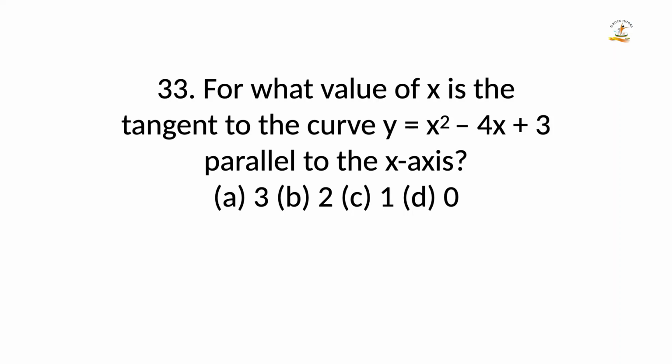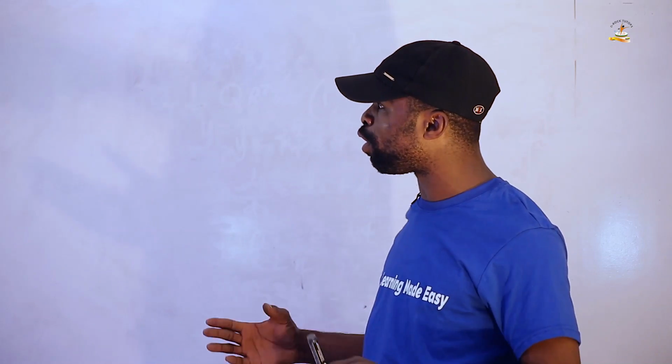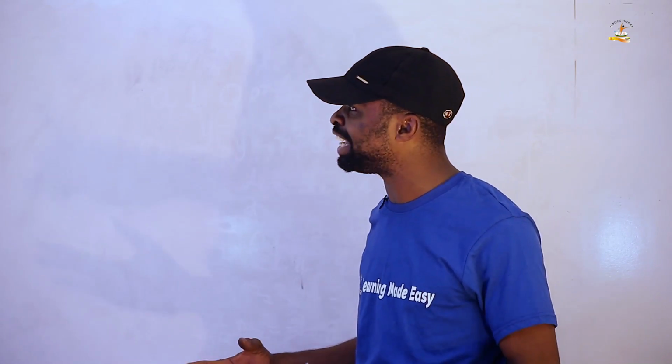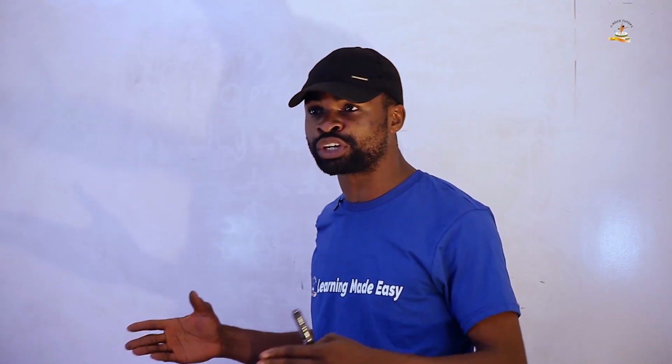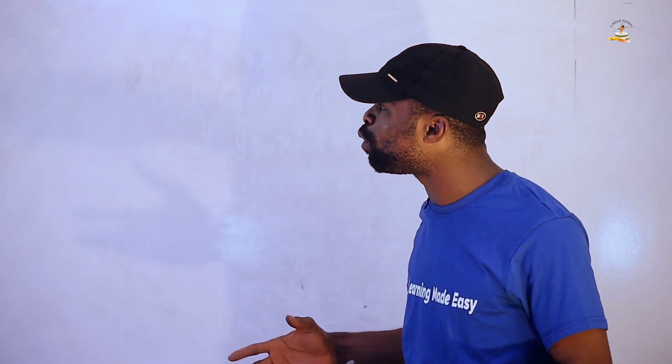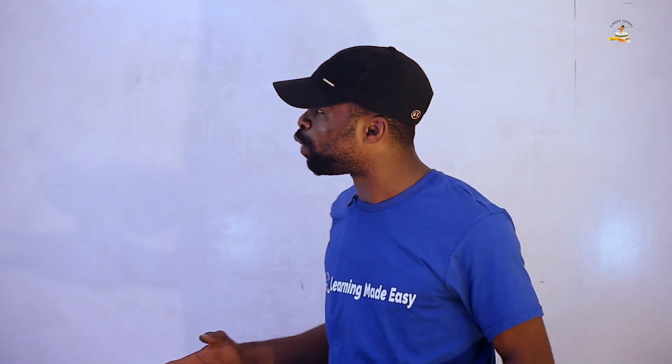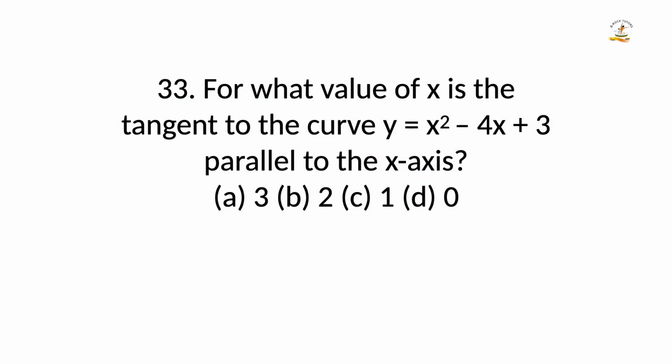Question number 33. For what value of x is the tangent to the curve y equal to x squared minus 4x plus 3 parallel to the x-axis? As you are looking at the question, you're talking about a curve and you're talking about a tangent that is drawn to the curve. For what value of x will that particular tangent be parallel to the x-axis?